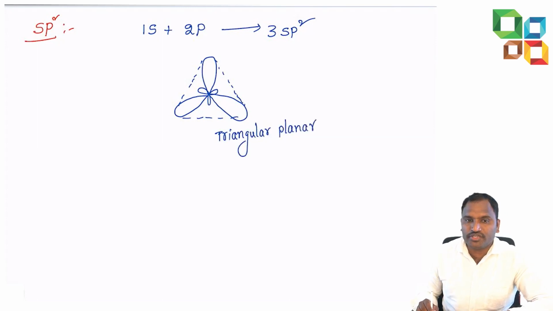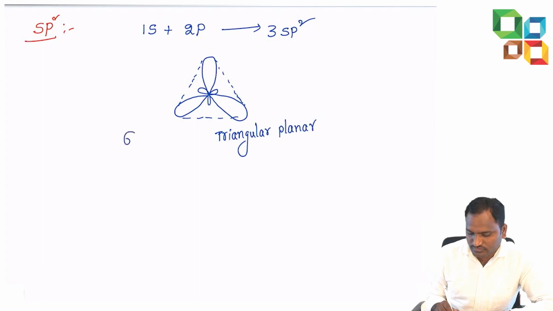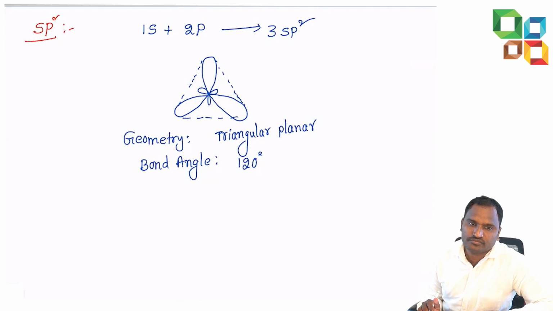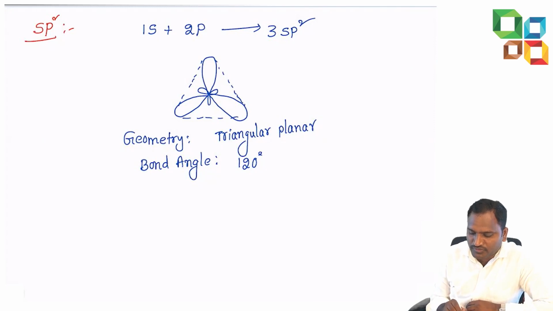If it is triangular planar, what is the bond angle? 120 degrees. This is also called triangular planar hybridization. Srivani, correct answer. Now, examples of sp2 hybridized molecules.